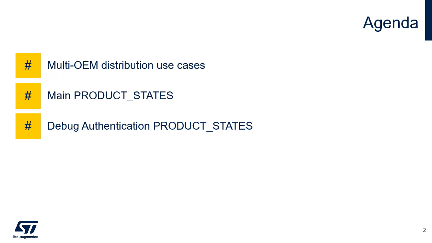First, the multi-OEM model that enables firmware images coming from different OEMs to be installed securely. Second, the various states of the lifecycle will be described. At last, debug authentication according to the current product state will be explained, particularly in case of field return.